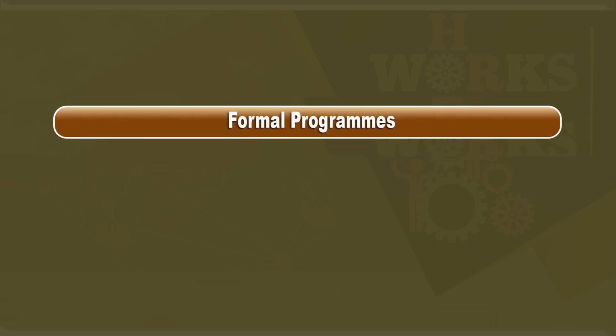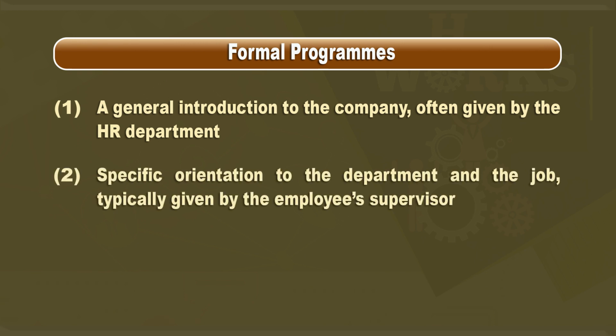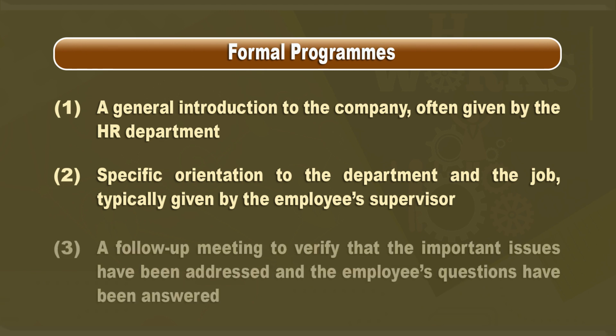Formal orientation is elaborate and is spread over a couple of weeks or even months. Most formal programs consist of 3 stages. First is a general introduction to the company, often given by the HR department. Second is specific orientation to the department and the job, typically given by the employee's supervisor. Third is a follow-up meeting to verify that the important issues have been addressed and the employee's questions have been answered. This follow-up meeting usually takes place between a new employee and his or her supervisor a week or so after the employee has begun working.